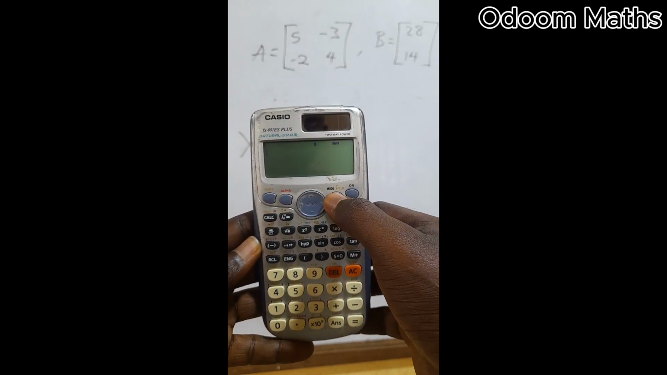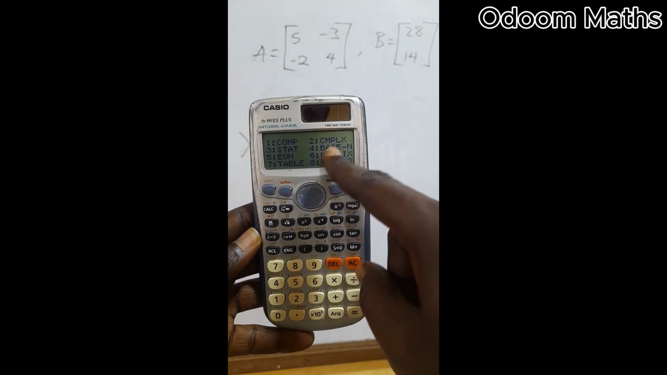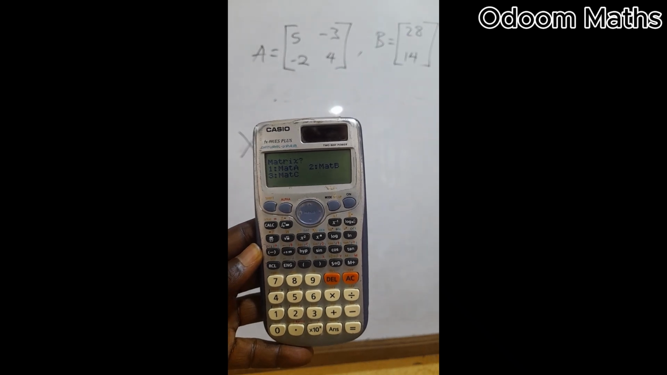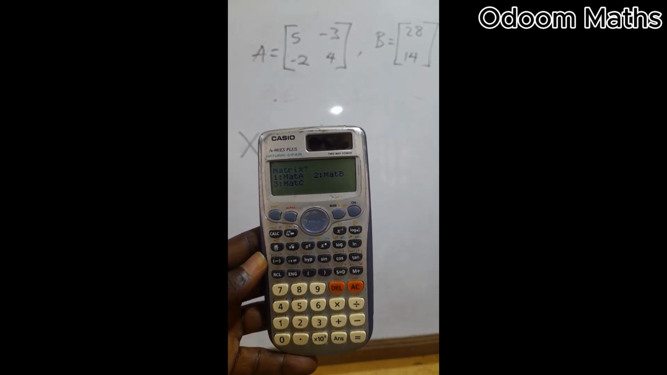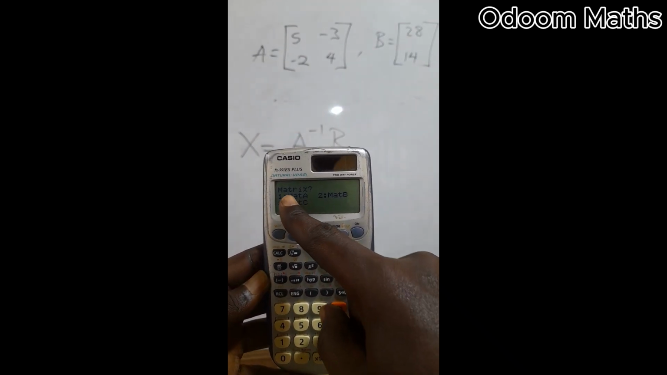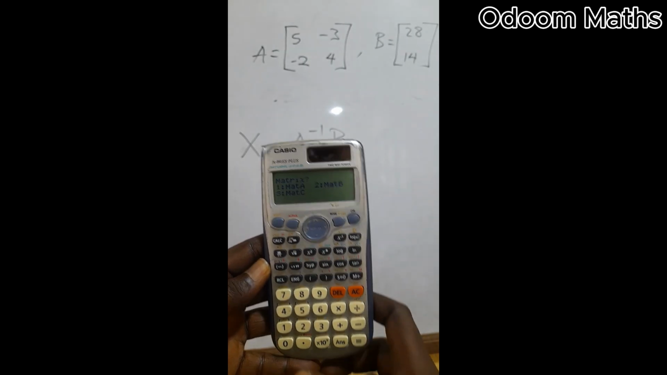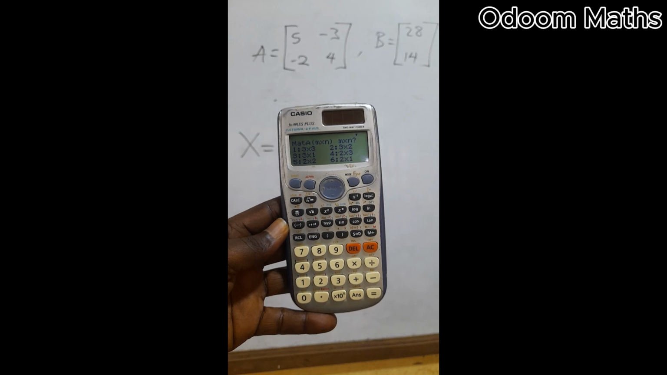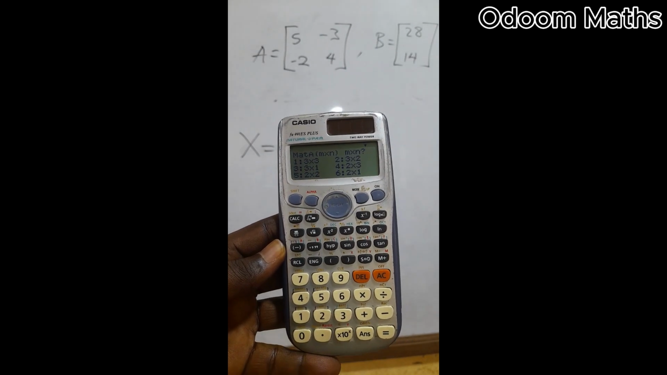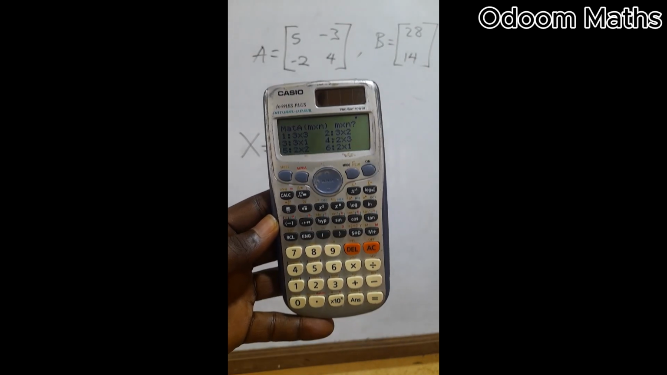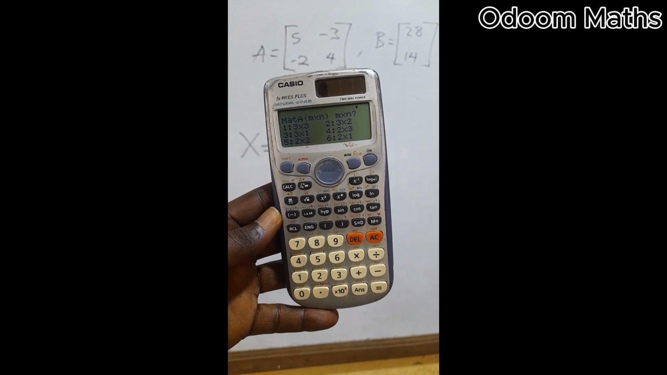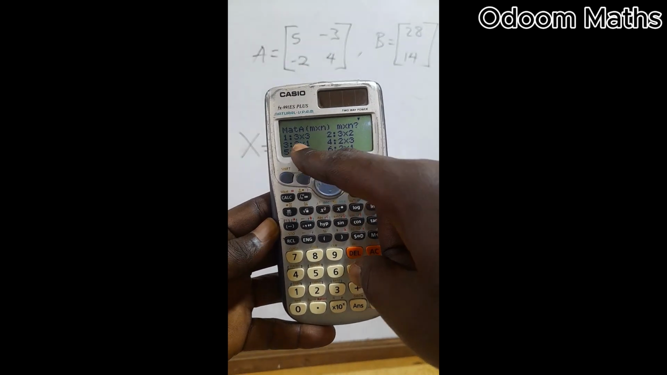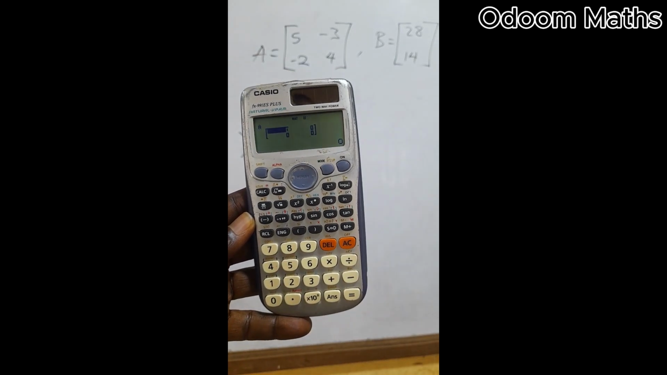So we press mode, then matrix is number 6. So 6. And we are using two matrices, so I'm going to enter 1 and then 2, matrix A and then matrix B. So matrix A is 1. And we are asked the question to state the dimension of matrix A. And matrix A is 2 by 2. So we are going to choose 2 by 2, which is number 5. So we press 5 for 2 by 2.